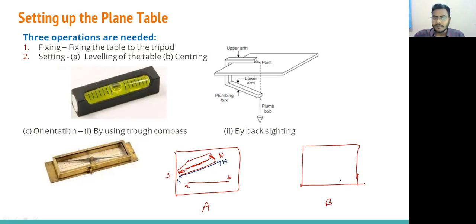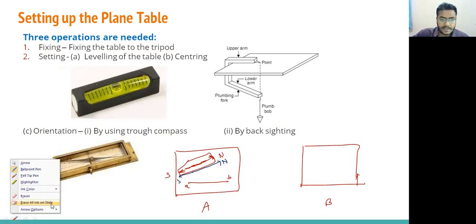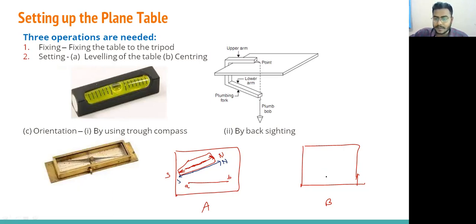Orientation: how can we assure, or how can we know, that the orientation of the plane table at station A is the same at B also? How can we say? The drawing sheet is not changed, the drawing sheet is the same here also. So you will see why, when we keep the plane table on the drawing sheet in this position, you will see on the drawing sheet it is like that.